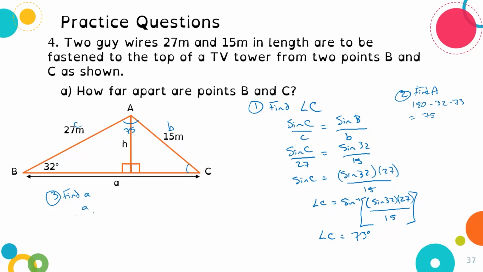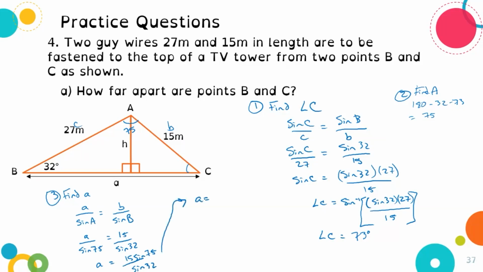So we are looking for a side. I'm going to use A divided by sine A is equal to B divided by sine B. I'm going to fill in what I know. A over sine 75 is equal to 15 divided by sine 32. A is equal to 15 times sine 75 divided by sine 32. Sorry, I'm running out of space. It's a little bit messy.